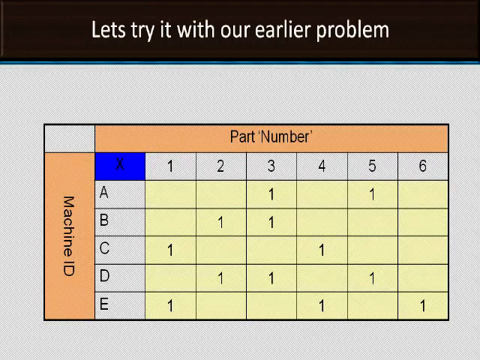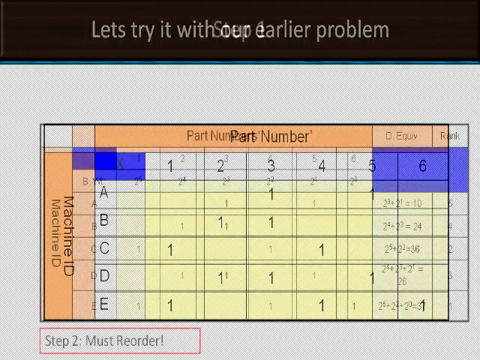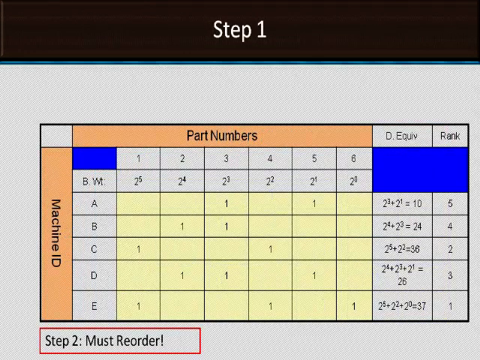Same machine part incidence matrix, you can see. In this, we can give binary weightages. The binary weightages given are 2 power 0 in the 6th column, 2 power 1 in the 5th column, 2 power 2 in the 4th column, 2 power 3 in the 3rd column, 2 power 4. Now calculate the weights of rows. First row A contains 1 in the 3rd column and in the 5th column. So its weightage is 2 to the power of 3 plus 2 to the power of 1, which is equal to 10.